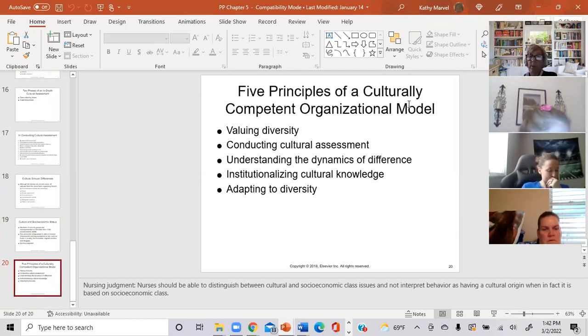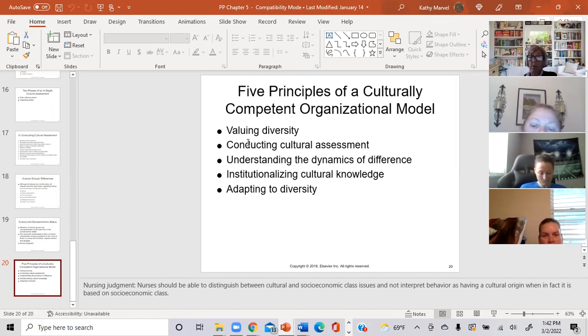And then here are 5 principles of culturally competent organizational models. So this would be in your workplace. Does your workplace value diversity? Do the staff do cultural assessments? Do they understand the dynamics and differences of providing care to different cultures within your institution? Does your institution encourage cultural knowledge of different cultures? Does it offer in-services, education, or programs about increasing your knowledge of diversity? And are you encouraged to adapt to diversity?